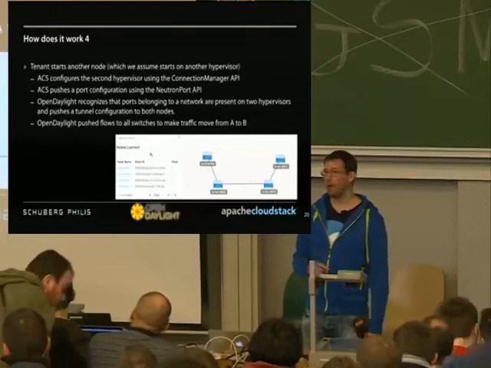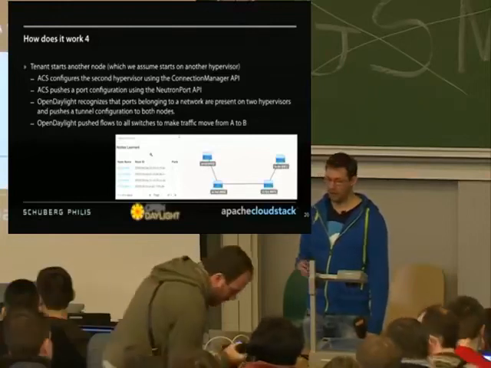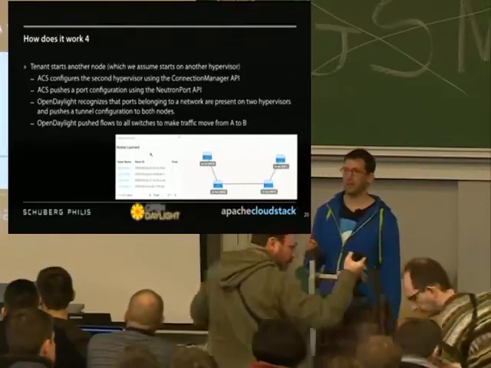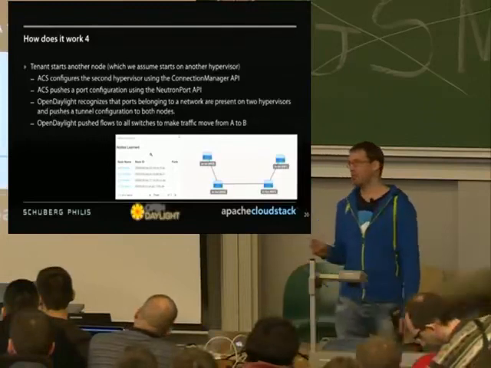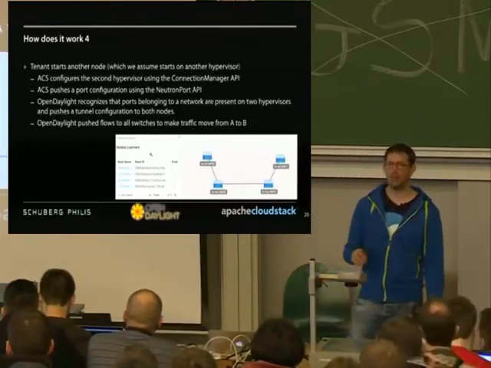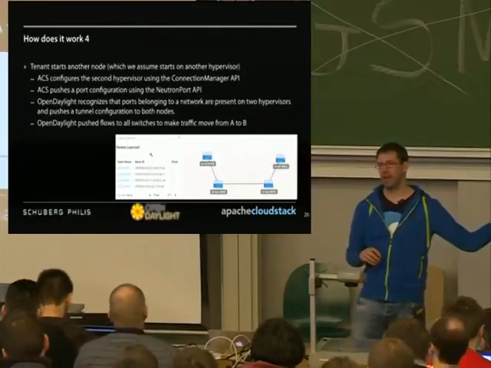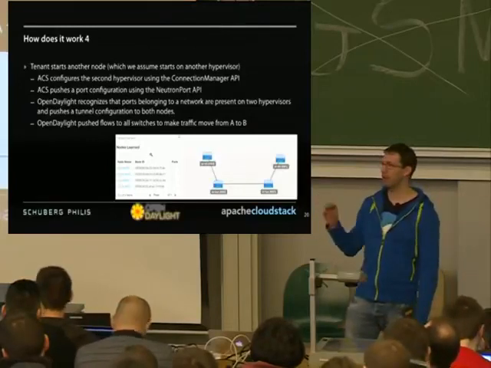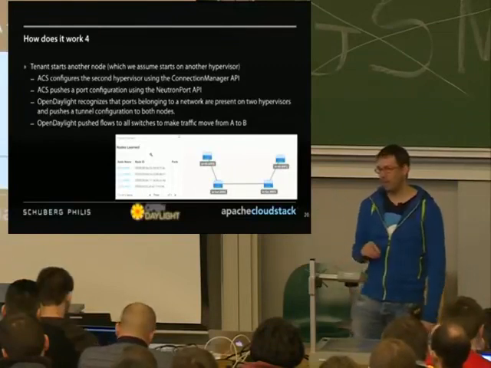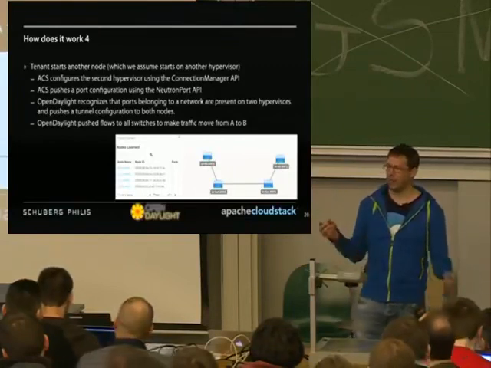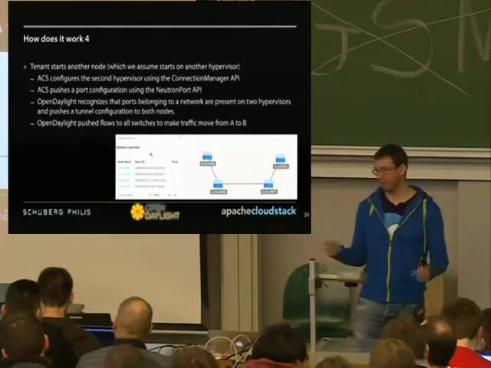Well, we already know about the network. That's something we can actually check. So the interesting magic happens when we actually start a port. By starting the port on the second hypervisor, we're sending a signal to OpenDaylight like, okay, I've got a machine living on hypervisor number 1, and I've now got a machine running on hypervisor number 2. OpenDaylight recognizes that those two ports belong to the same network.